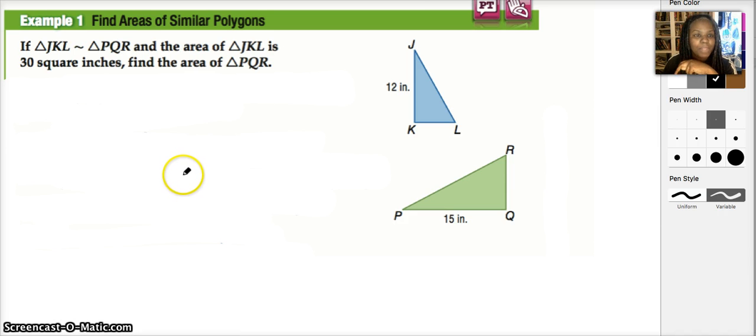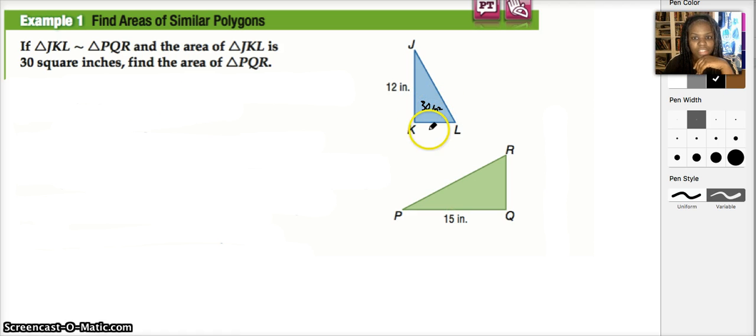So in example 1, it says that triangle JKL is similar to triangle PQR. We've got the triangles here, and the area of JKL is 30 square inches. Find the area of PQR. So let's say JKL is 30 inches squared.